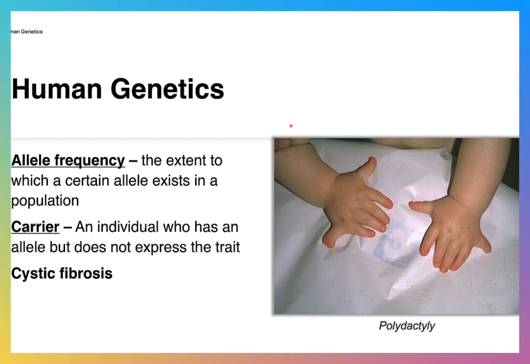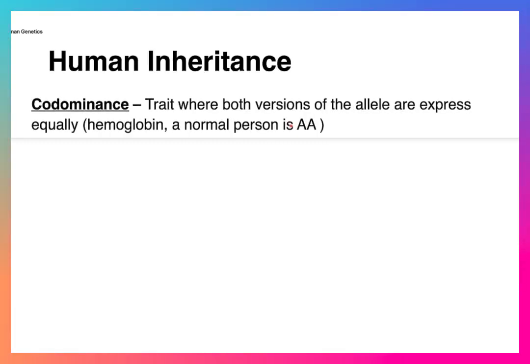An example of a carrier state is cystic fibrosis, which is a lung disease that causes severe problems in the people who inherit it. Now, there are a lot of traits in human genetics that are a little bit different. One is called codominant, which means that each version of the allele is expressed equally. So, for example, in hemoglobin, most people have what's known as AA. The A comes from the word accelerate, because the hemoglobin moves quickly through a gel when being separated. And so the normal is a homozygous A.